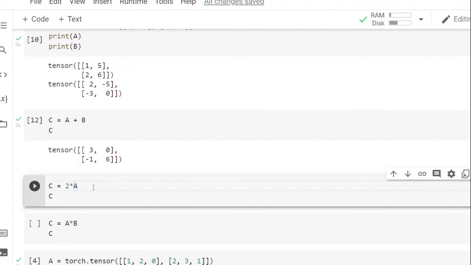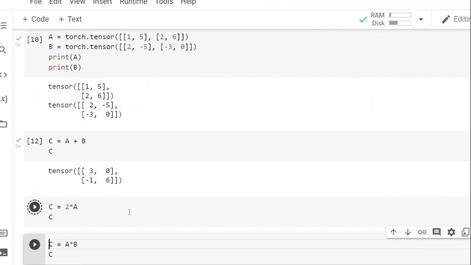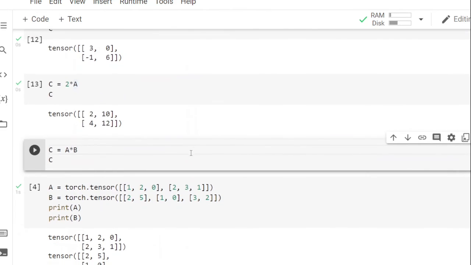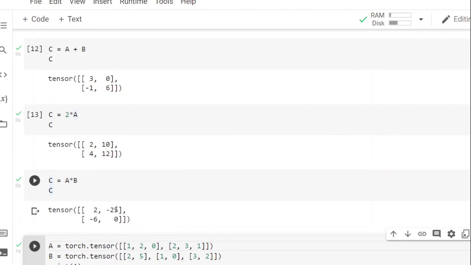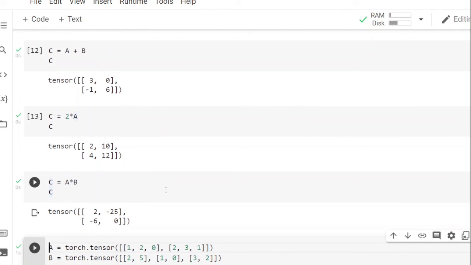Next, let's multiply this a by 2. So all the elements are doubled. You can see this 1 becomes 2, 5 becomes 10. Similarly, if we multiply element wise, this is the Hadamard product, and you can see that 5 times minus 5 becomes minus 25, 0, and so on.